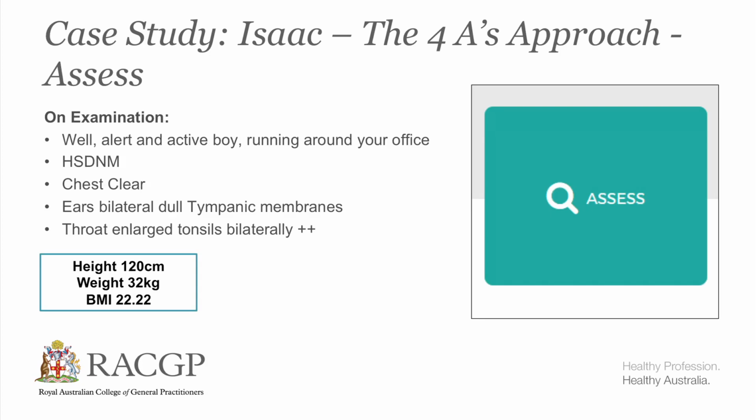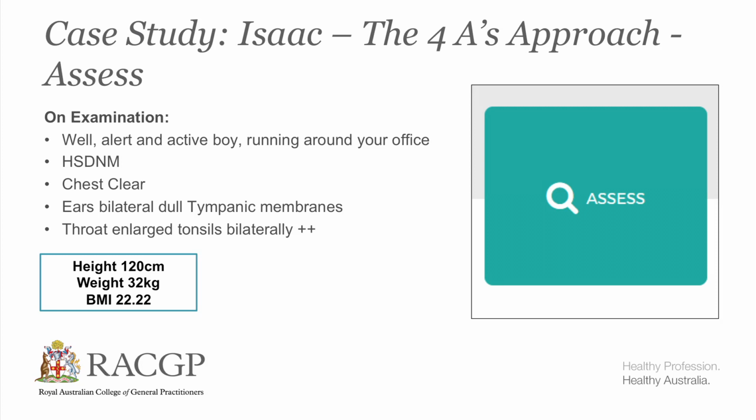Okay, so following the 4A's approach, based on the Pro Healthy Kids website, we want to start with assessing Isaac a little bit more. Firstly, his examination findings: he's alert, well, running around the office, his heart and chest were all normal, but he had bilateral dull tympanic membranes, and his throat showed enlarged tonsils bilaterally. As part of a routine examination, we weighed and measured and found that his height was 120 centimetres, his weight 32 kilos, and the calculated BMI was 22.2.